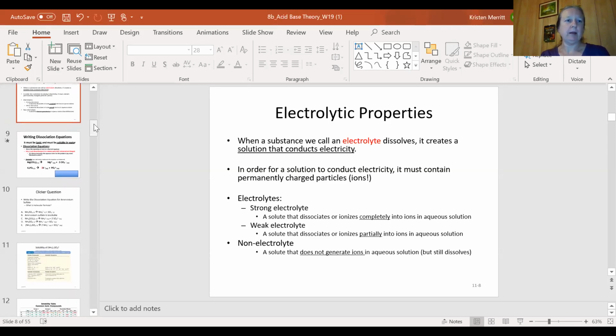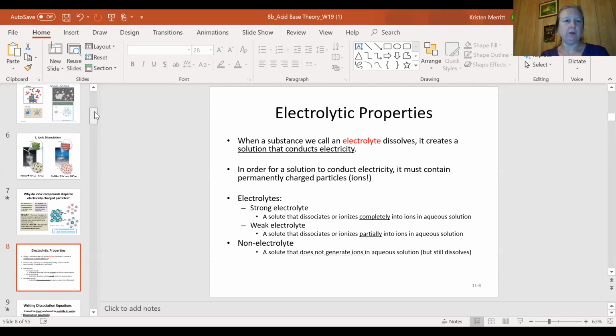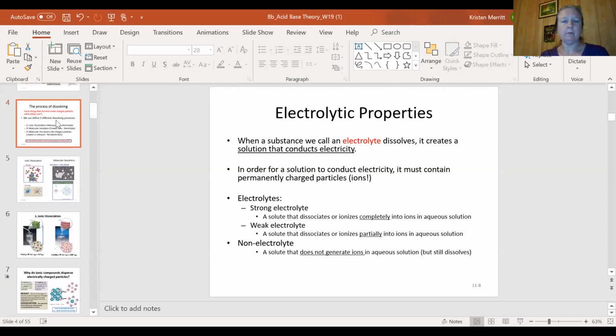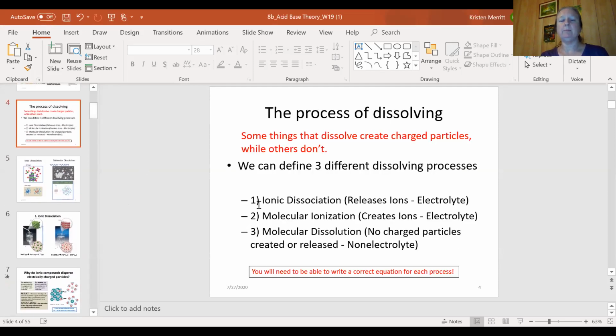Okay, so let's go back and look at those three reactions again. So yes, you will need to know how to recognize these, how to write these. But again, the name tells you what's going on here. So ionic dissociation, molecular dissolution, and molecular ionization. We're going to do that one last because that's acid base.